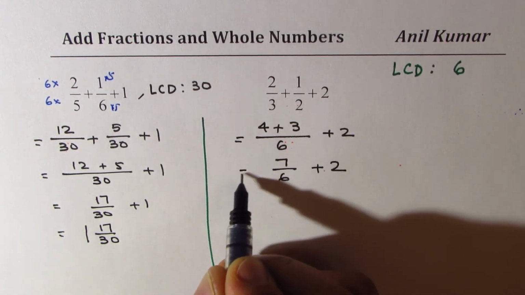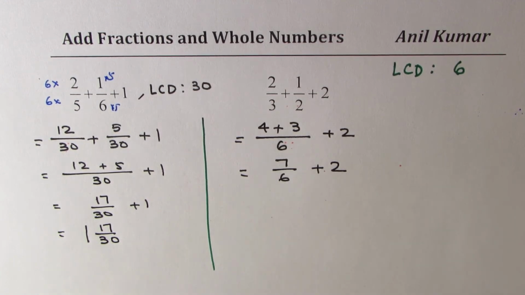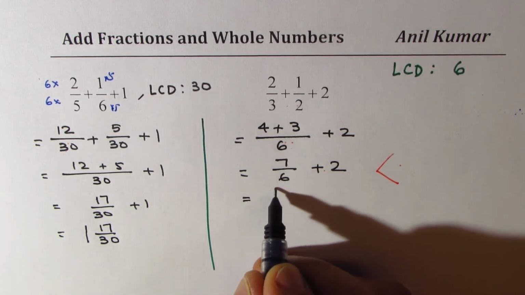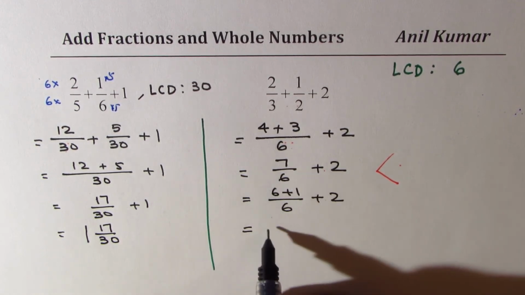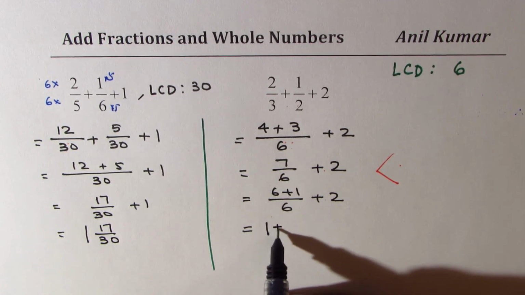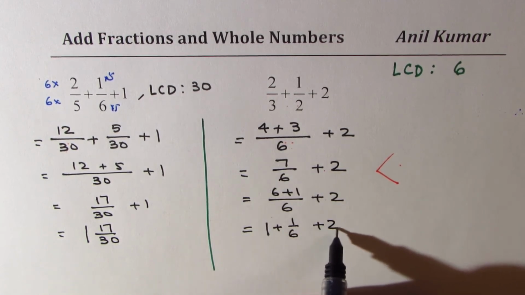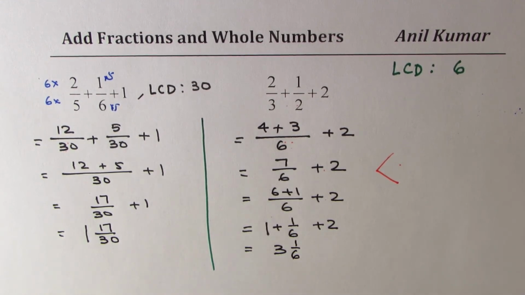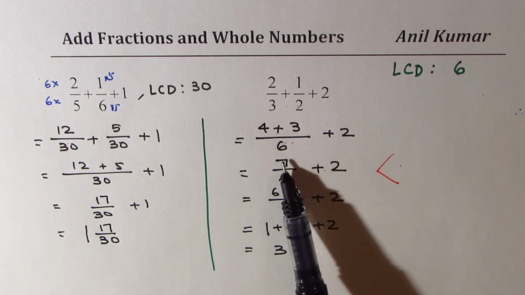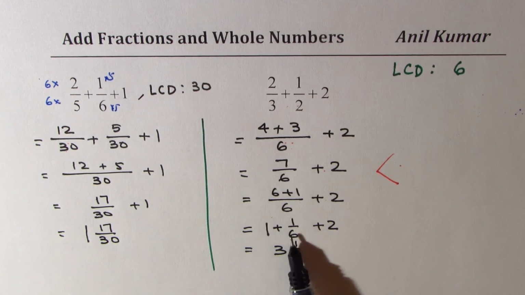Do you see that part? Now 7 over 6 is again improper, right? What should we do here? Now there are 2 ways to go about. One is, think about 7 over 6 is kind of like 6 plus 1 over 6. Do you see that? 7 over 6 itself can be written as 1 whole plus 1 over 6. And we already have 2 here. So we could write this as 3 1 over 6. Do you see that part? Right? So this is one approach. 7 over 6 could be written as 1 whole 1 over 6. Add 1 and 2, you get 3 1 over 6.